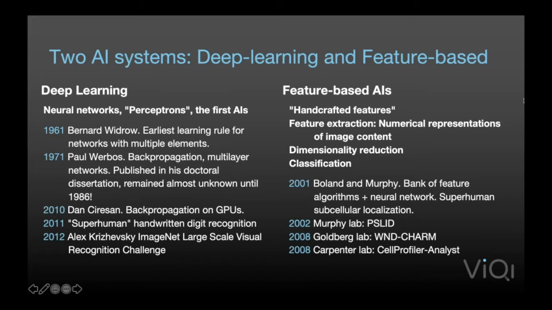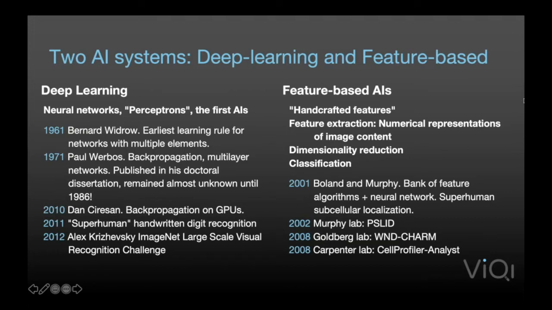Deep learning is based on neural networks. And that technology is really the first AI technology. It was invented way back in 1961. And that was the first time that people tried to model, in software, how people thought the brain was working, with simulated neurons connected to each other in software. And then people tried to teach those neurons to discriminate things. And so the first learning rule was developed in 1961 by Bernard Widrow.